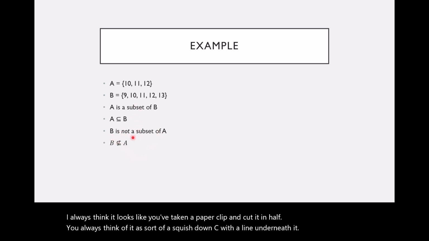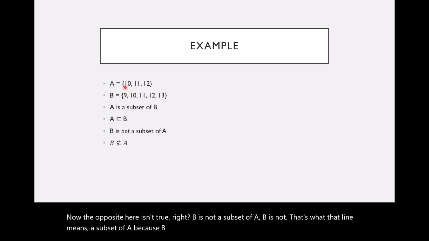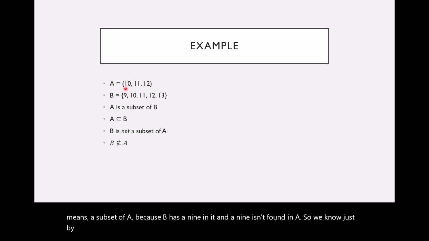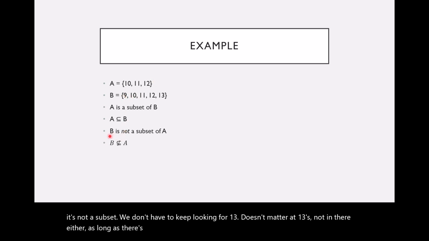Now the opposite here isn't true, right? B is not a subset of A. B is not, that's what that line means, a subset of A, because B has a 9 in it, and a 9 isn't found in A. So we know just by looking at that, B can't be a subset of A. If there's any element in B that's not in A, we know it's not a subset. We don't have to keep looking for 13. Doesn't matter that 13 is not in there either. As long as there's one element that's in B that isn't in A, that means B is not a subset of A.